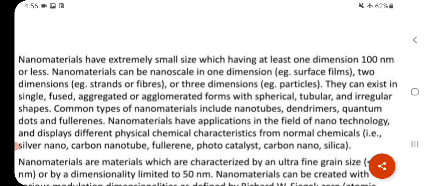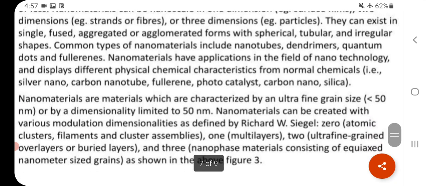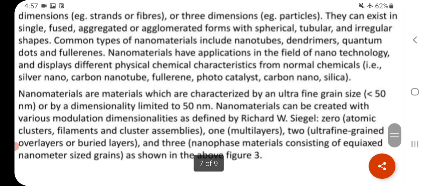for example precipitates, colloids and quantum dots. Common types of nanomaterials include nanotubes, quantum dots and fullerenes. Nanomaterials have applications in the field of nanotechnology and display different physical and chemical characteristics from normal chemicals. Examples are silver nano, carbon nanotube, fullerene, photocatalyst, carbon nano and silicon.